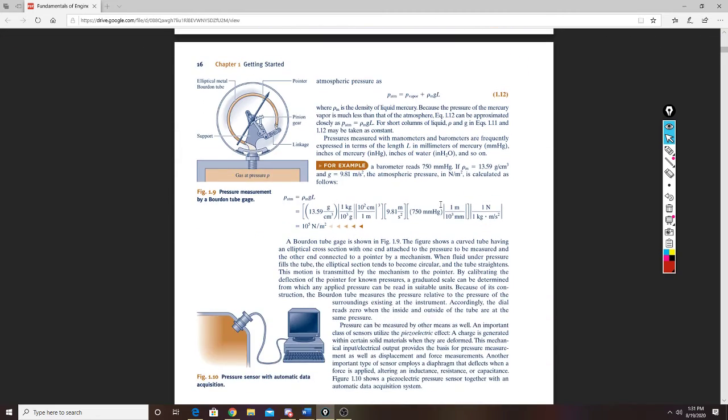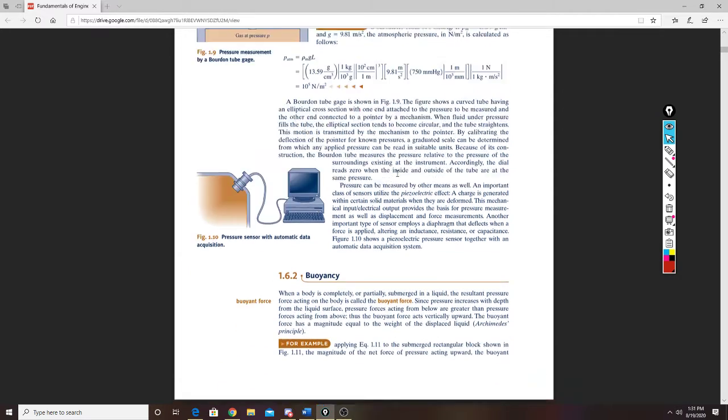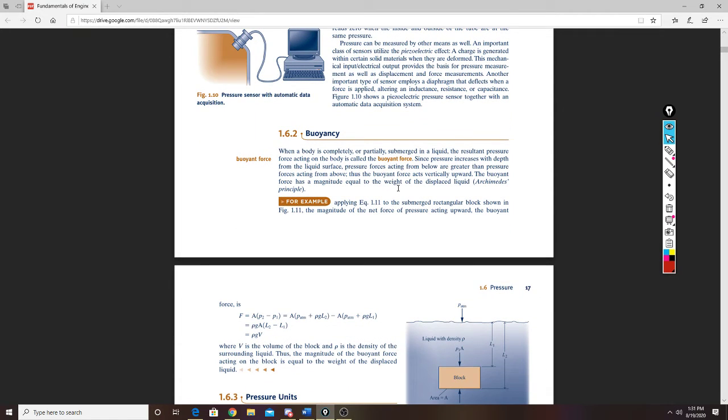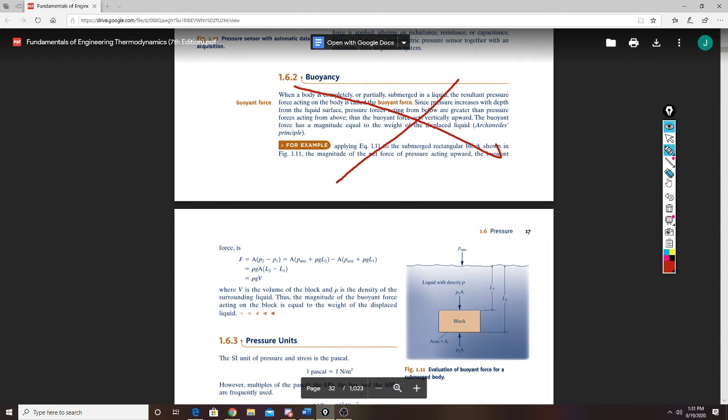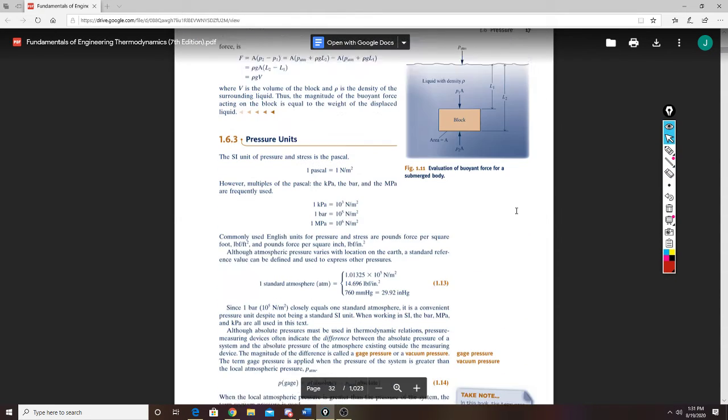Buoyancy. Nothing in this class has to do with buoyancy, so we've never talked about it.